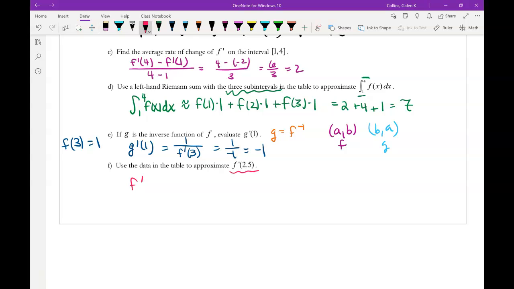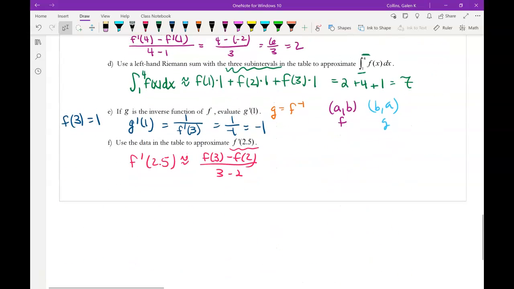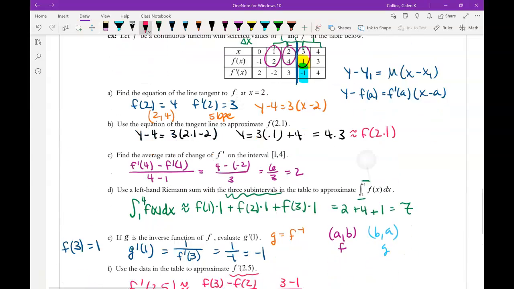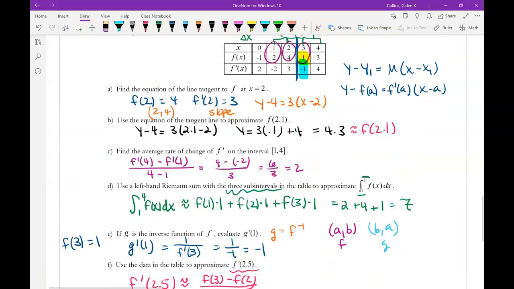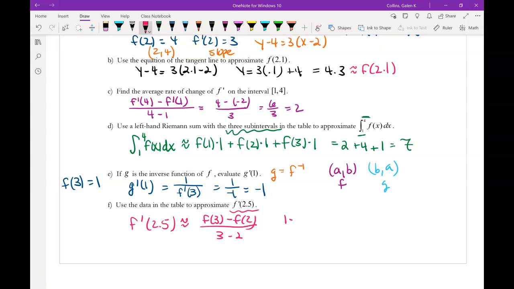So again, in a free response question, it's necessary to communicate what I'm doing. So let's write f prime of 2.5 is approximately equal to f of 3 minus f of 2 over 3 minus 2. And I already forgot from my table. Let's see. f of 3 is 1, f of 2 is 4. Oh, did I do that in the wrong order? Yep, sure did. Try that again. f of 3 is 1. f of 2 is 4. 1 minus 4 over 3 minus 2. That is what? -3 over 1, -3.